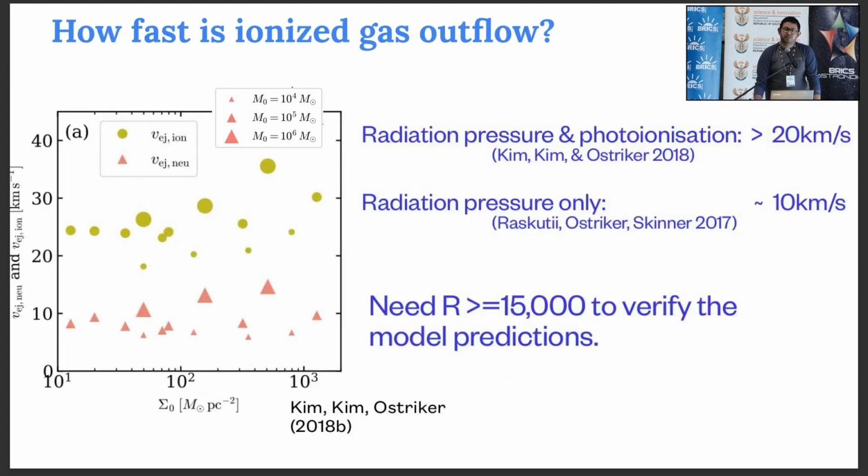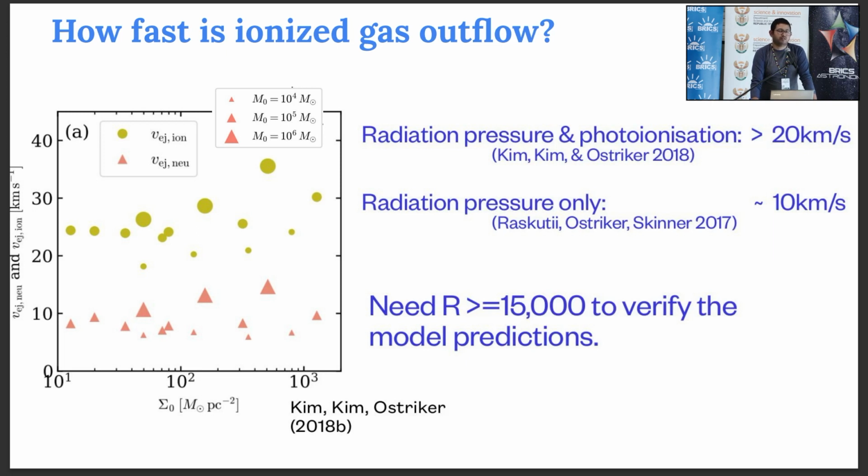In addition to spatial resolution, we need to understand how they vary spectrally. People have already predicted that neutral atoms and ionized gas behave differently under different influences. For example, if it is neutral gas, then radiation pressure is the sole dominator, and they have about 10 kilometer per second velocity. Whereas if you have ionized gas, then both radiation pressure and photoionization dominate.